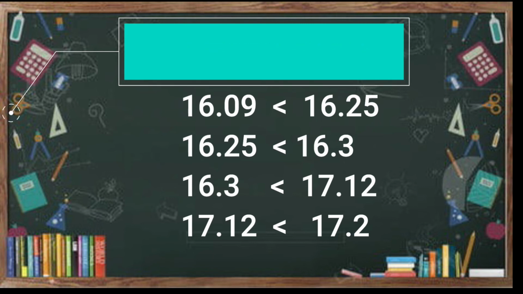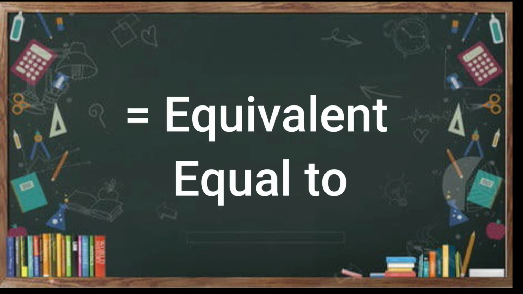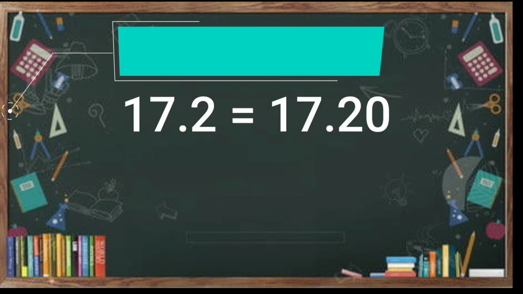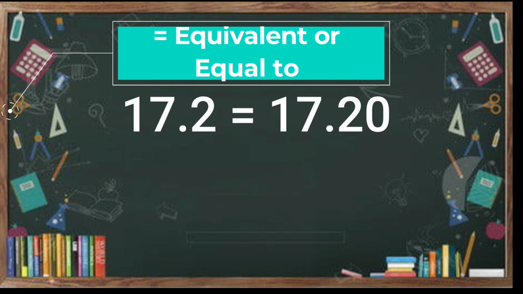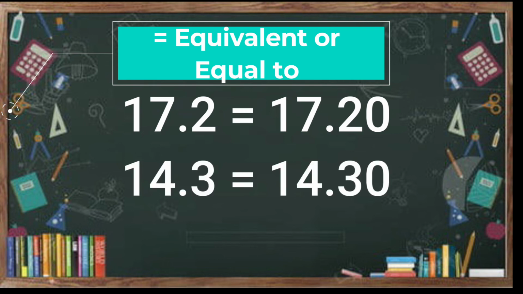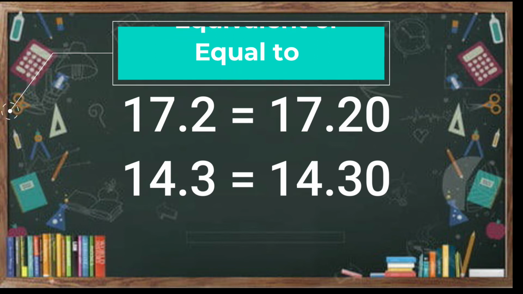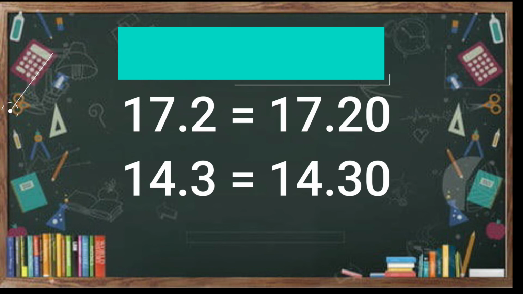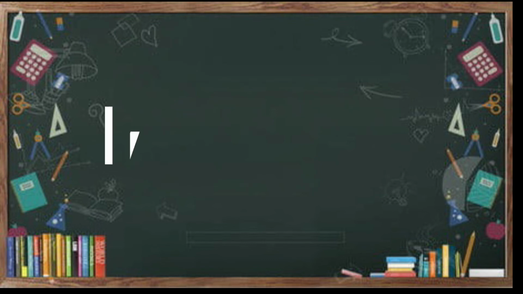Okay, and the last symbol is equivalent or equal to. So, here is the example. 17 and 2/10 is equal to 17 and 20/100. 14 and 3/10 is equal to 14 and 30/100. Okay, so I think you are now ready for our activity.